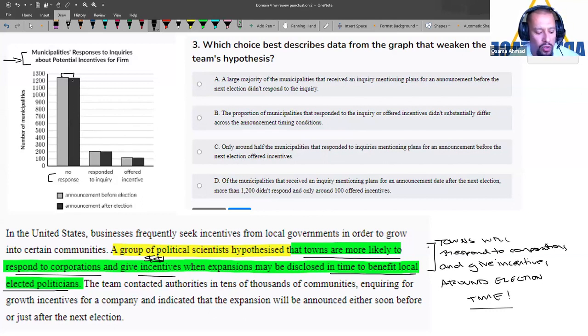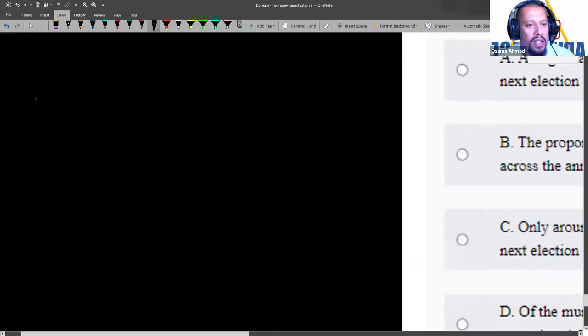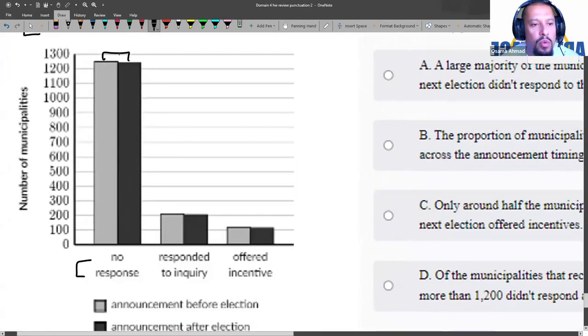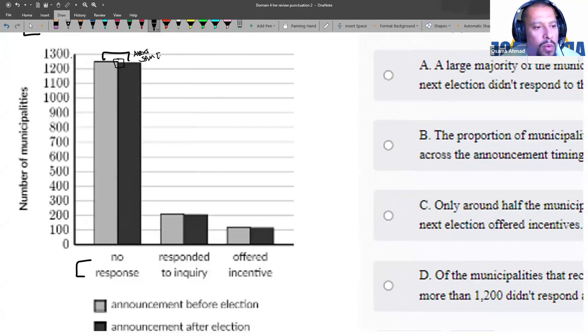Yeah, but if you look also, it's very, very negligible. So it's the same. Very negligible, meaning the difference is so small that we're going to say they are about the same. Right? Because here we have like 1,250. Here we have 1,240. A very, very small difference.